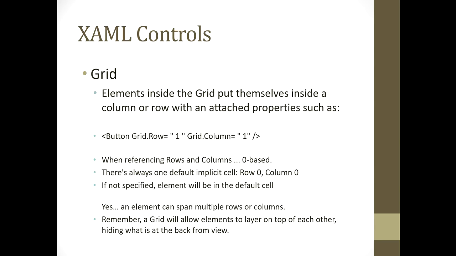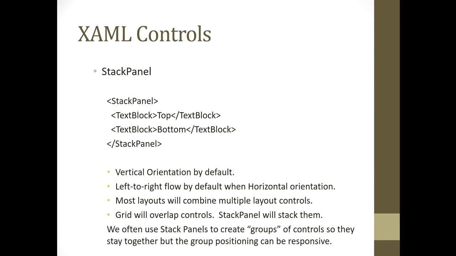Okay, just note that of course it's always zero-based, right? So if you had 7 columns, for example, they'd be 0 up to 6. Okay, all right. And you can set up column spans and things like that as well, right? And just remember again that the grid does allow things to sit on top of each other depending on how much room there is. Okay, now the stack panel, right, can be either vertical or horizontal.